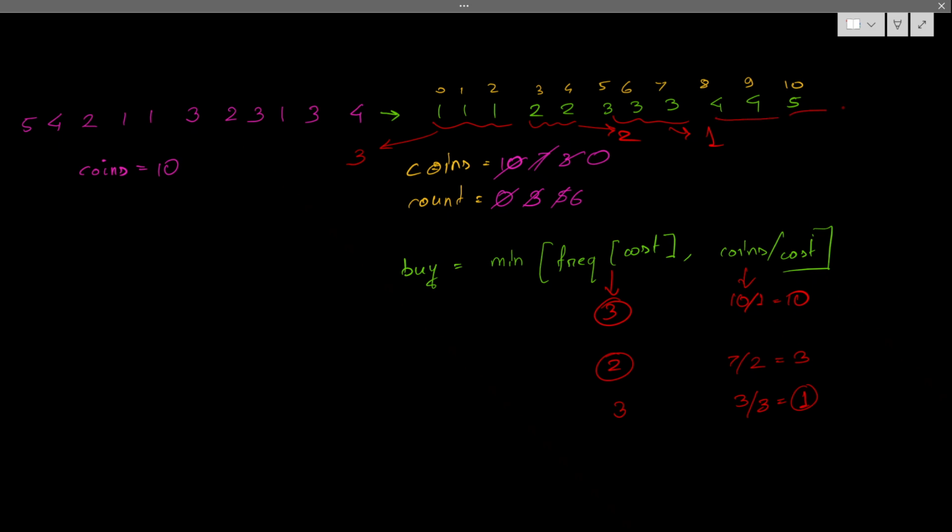For the next time on, I don't need to check anything because coins become 0 or my current cost is greater than my coins, so I cannot buy. So this is the approach.